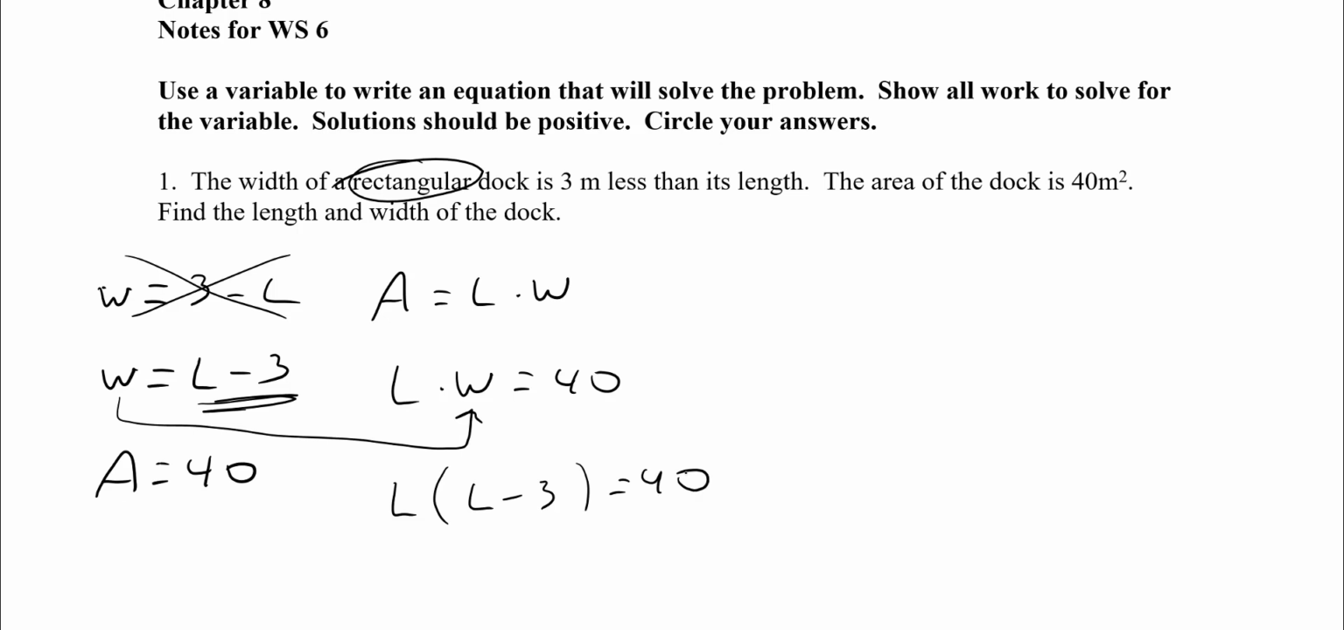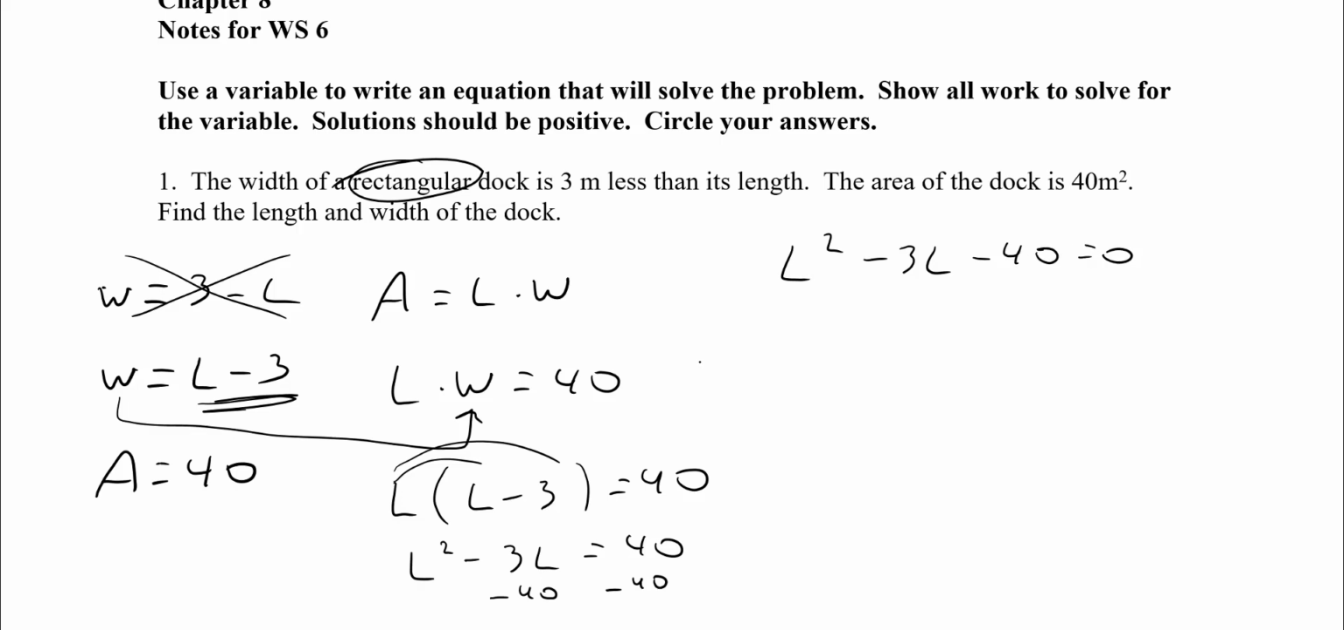equals 40. So what we've done here, math fans, is get rid of all the variables except for one, and now we're going to solve it. You should remember from back in the day, I distribute the L, so I get L squared minus 3L equals 40. This is a quadratic, it's got an L squared, so you need to move everything to one side. I subtract 40 from both sides and get L squared minus 3L minus 40 equals 0.